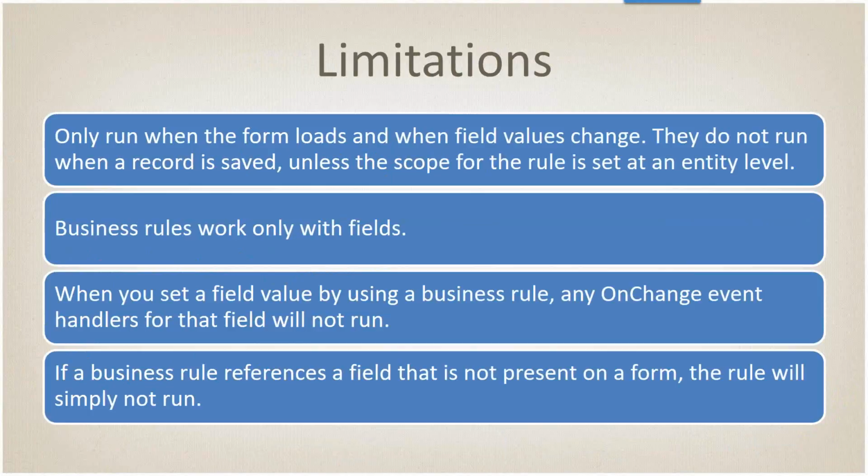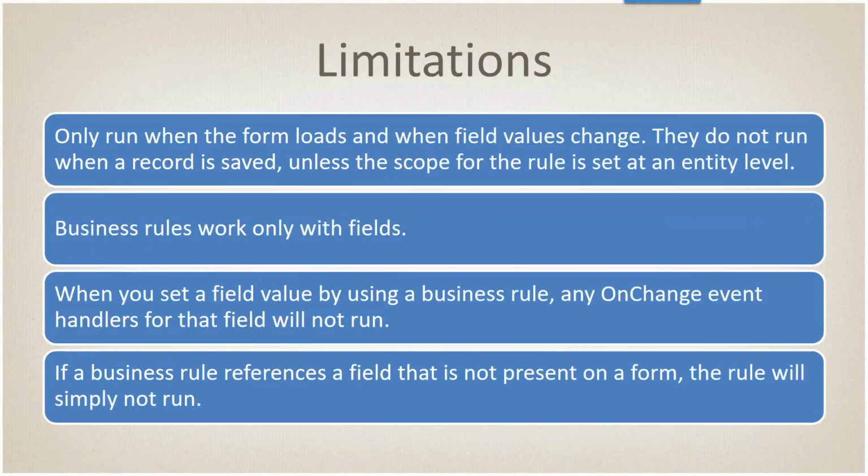So where do these things actually happen, and what limitations do you have? It happens when the form loads or when a field value changes. They don't run when the record is saved unless the scope of the rule is at the entity level, and we'll talk about that in a little bit. They only work with fields. It does not take into account any kind of environmental information, such as the state of the form or anything else like that. So it only works with the fields themselves.